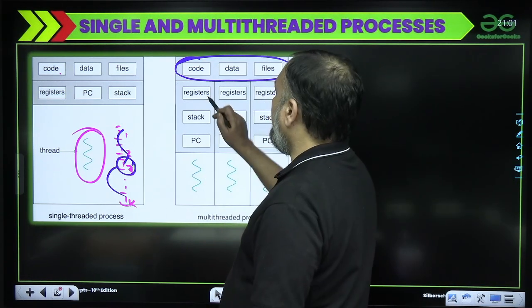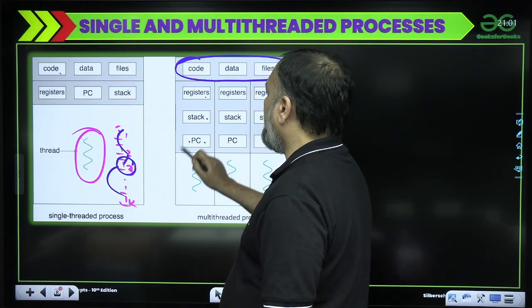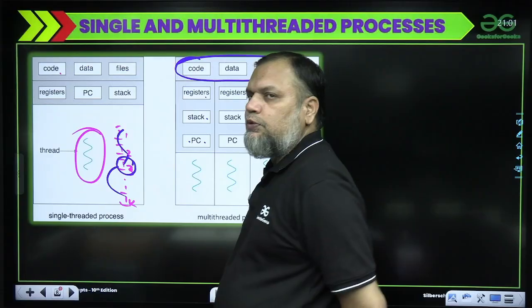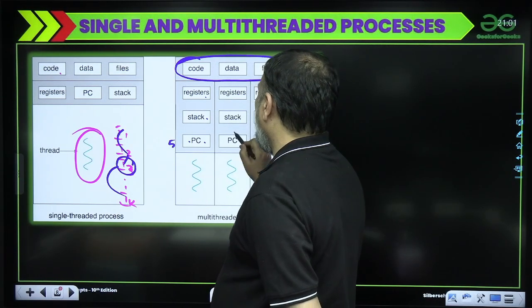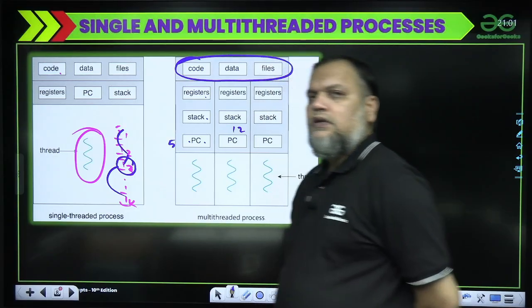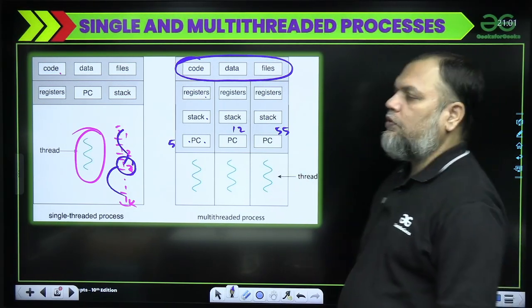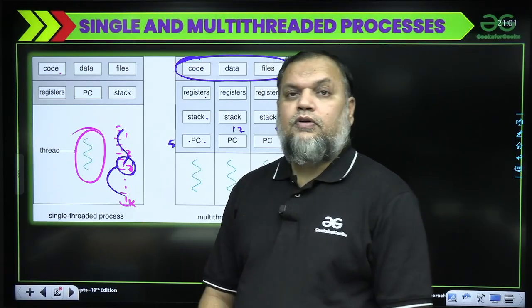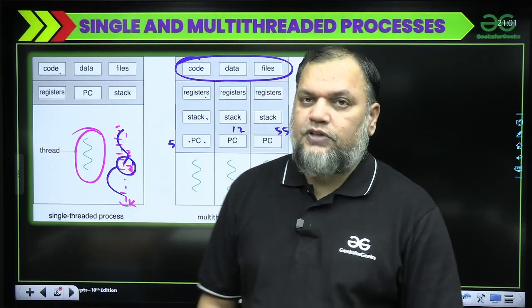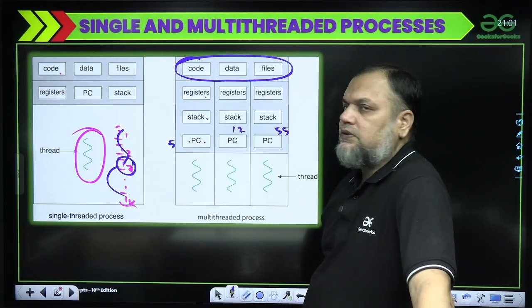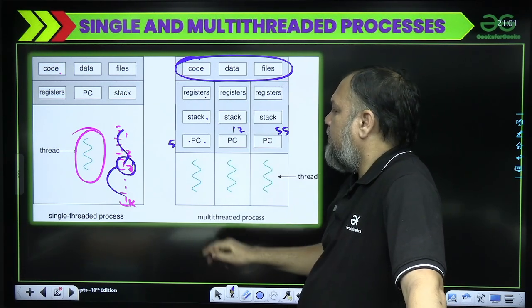Every thread will have its own set of registers, own stack, own program counter, because the program counter indicates which instruction it is supposed to execute in the code section. This may be executing instruction number 5, this may be executing instruction number 12, this may be executing instruction number 55. So each thread needs its own program counter. Each thread may follow its own flow of control for the functions, so each thread needs its own stack and registers. This environment is independently needed for each thread.